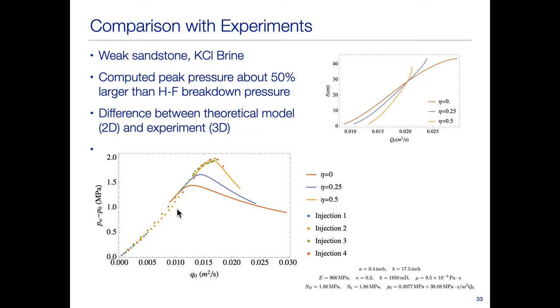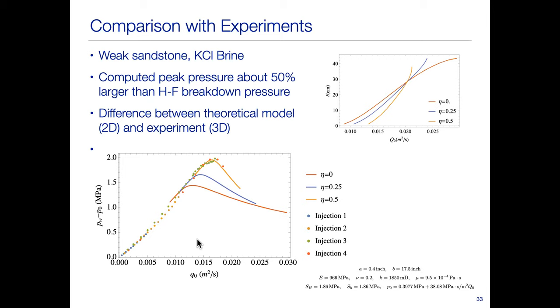But you see that, okay, in this case, we are able to match the experimental result by, in this particular case, taking eta close to 0.5. I think that whether or not that's the correct interpretation, at least it shows that the model is very consistent, at least in a qualitative form, with the experimental results.